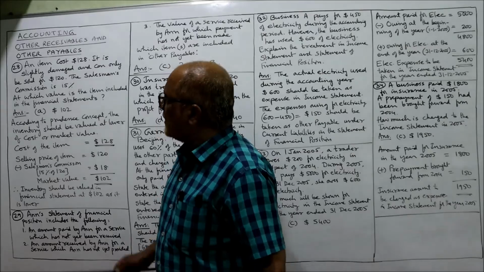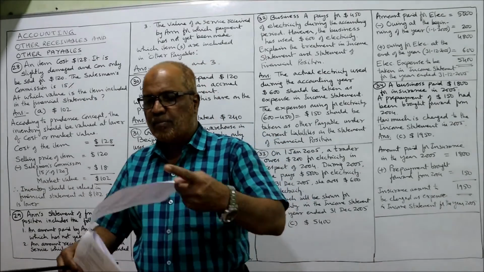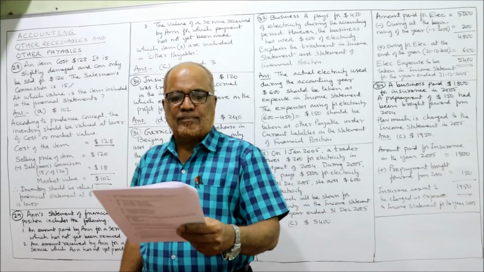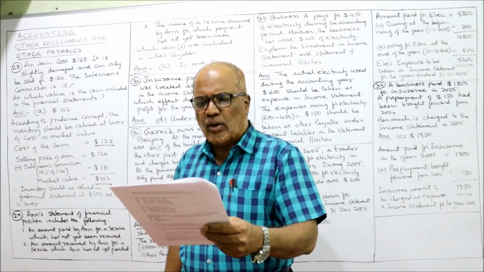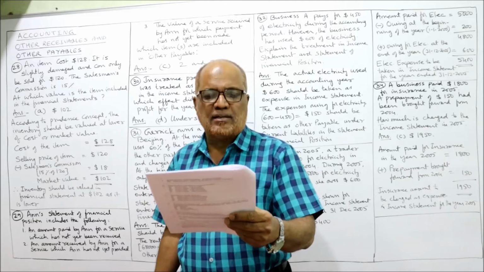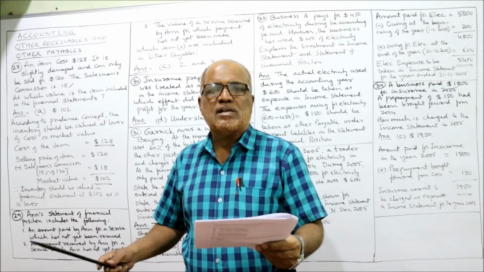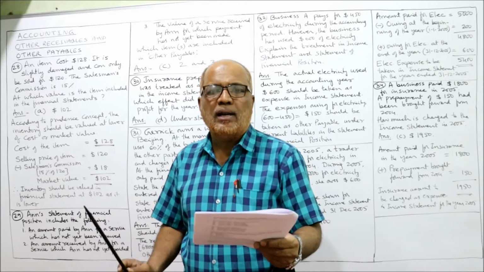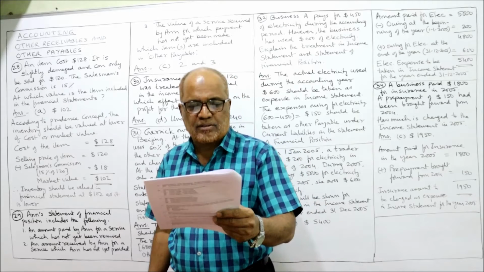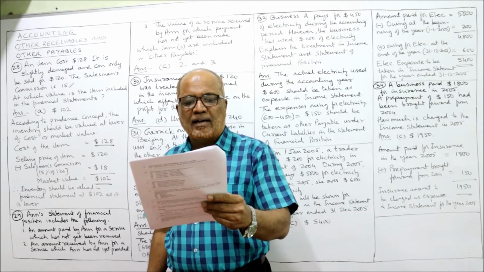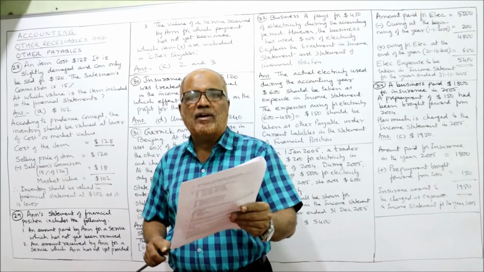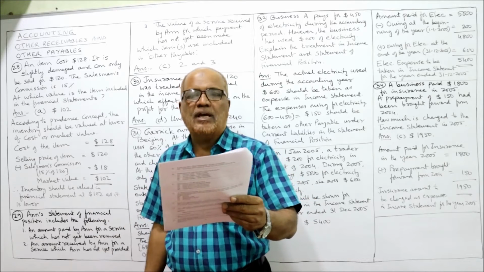Now I'm starting problem number 28. See the problem carefully. An item cost $128. It is slightly damaged and can only be sold for $120. Actually, the business has purchased the item. The cost of the item is $128. But due to some damage, it can be sold only at $120. The salesman commission is payable at 15%. At which value is the item included in inventory in the financial statements? So this item of inventory, at which value will it be included in the financial statements?